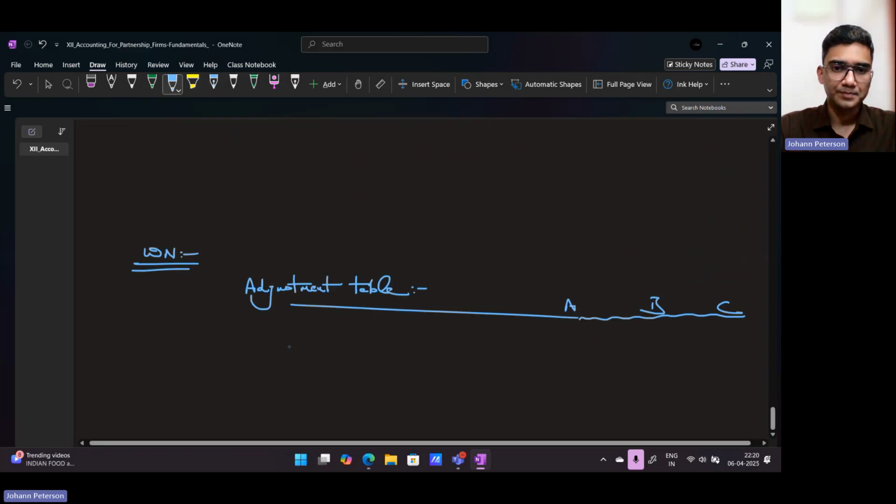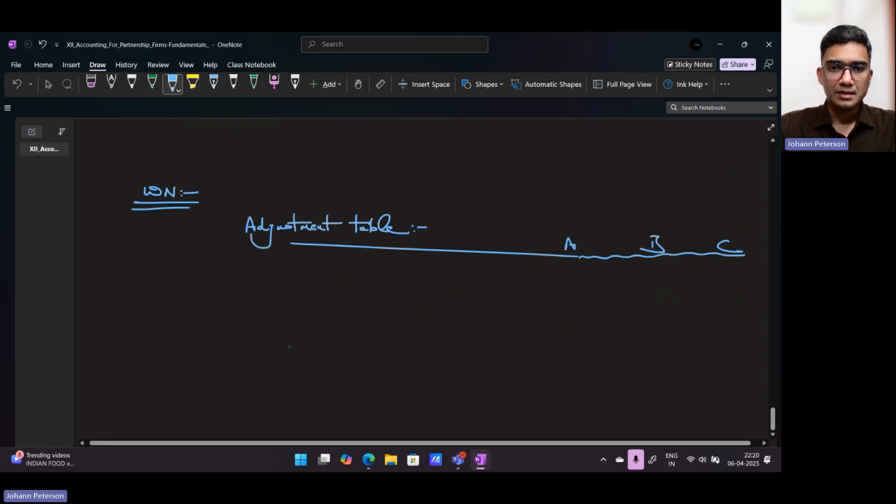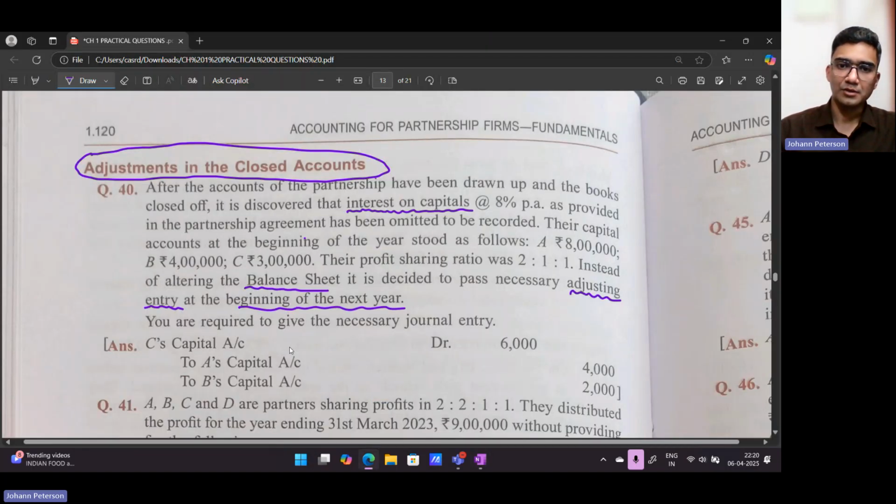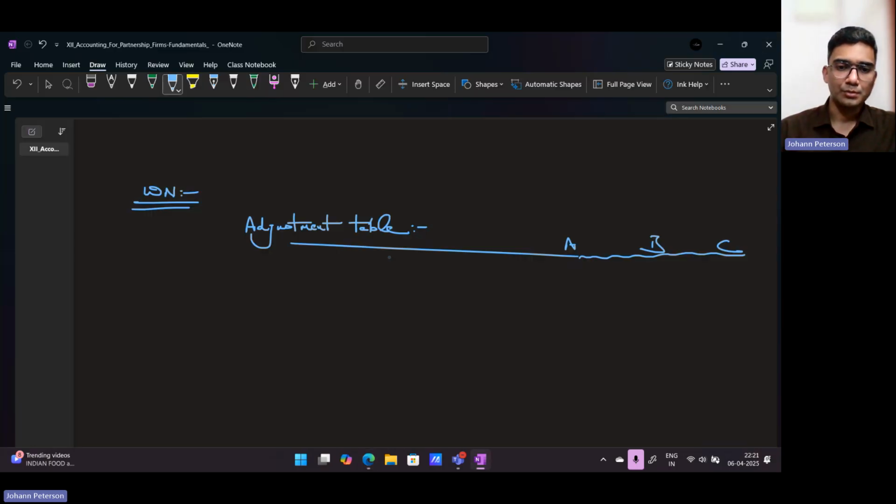Now, what do I mean by that? Let's see. In this question, it is saying we have not given interest on capital. So, when interest on capital has to be given, these partners' capital accounts will be credited. That's what I mean. So, we will write interest on capital and we will write credit.